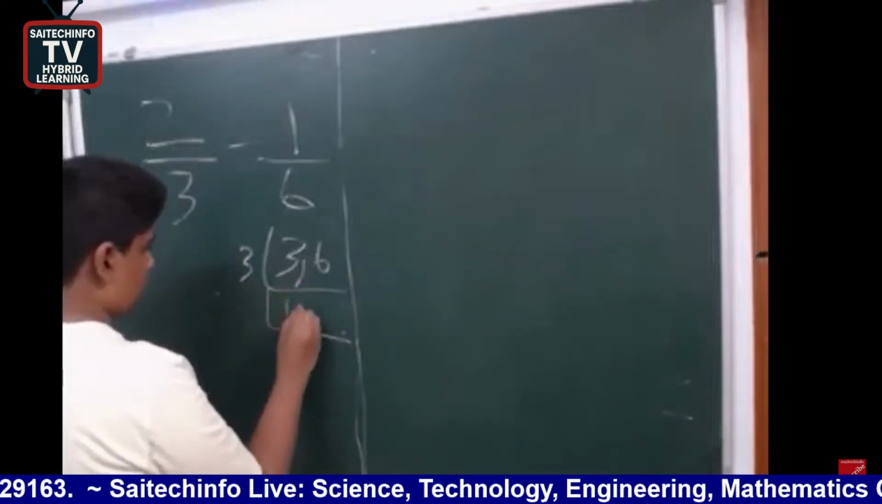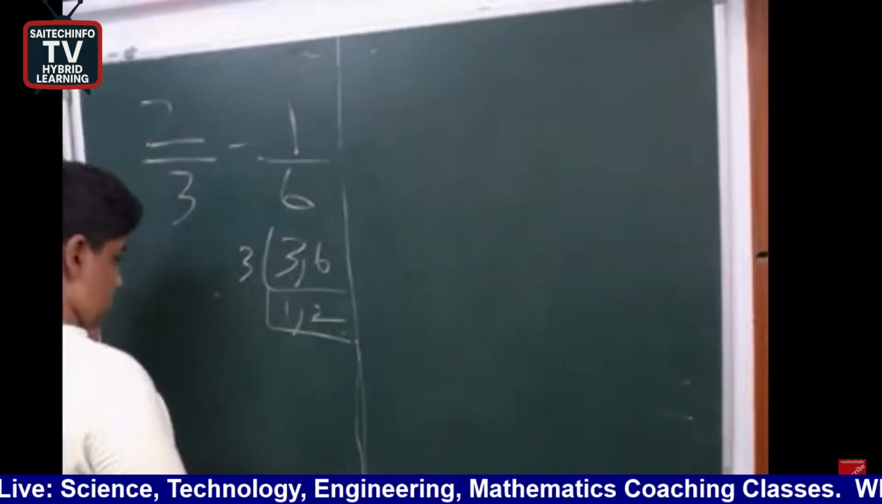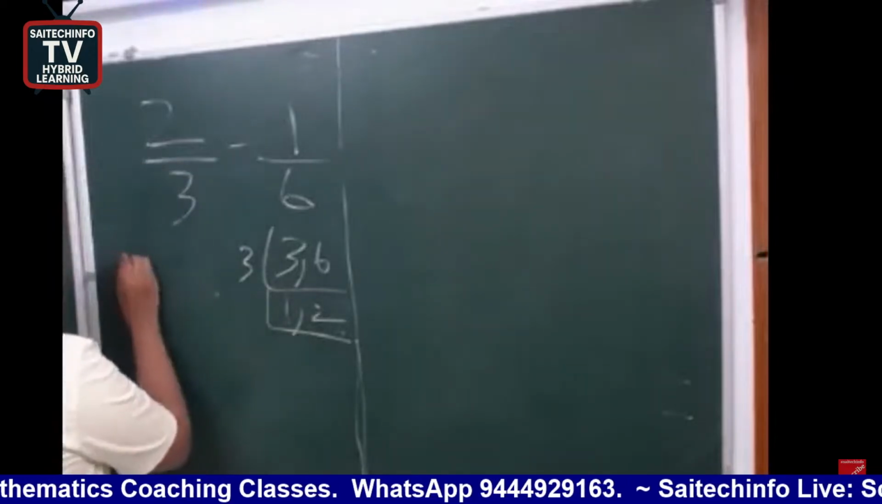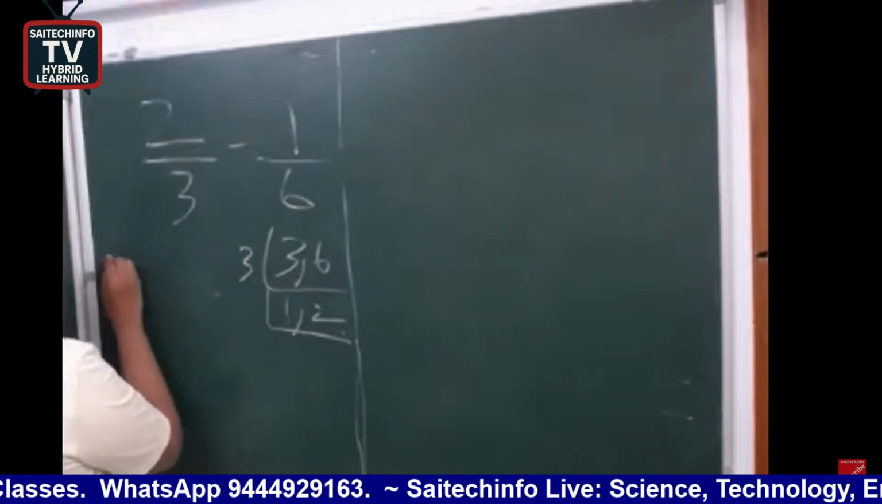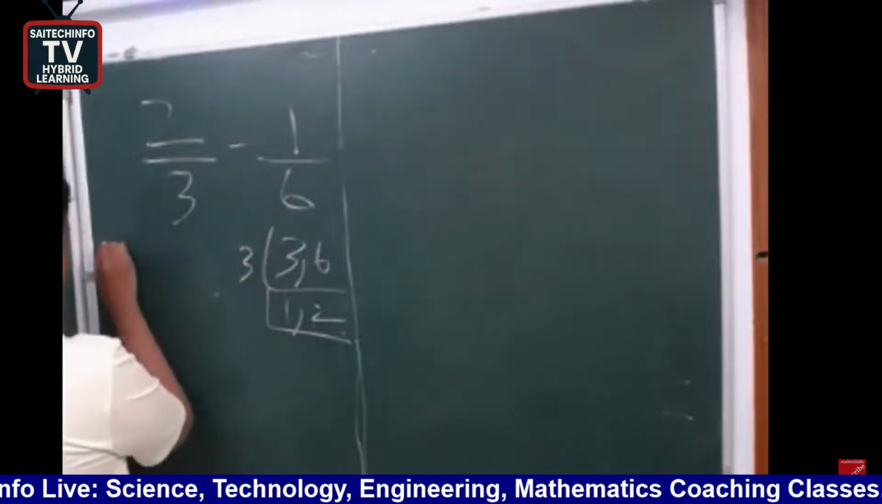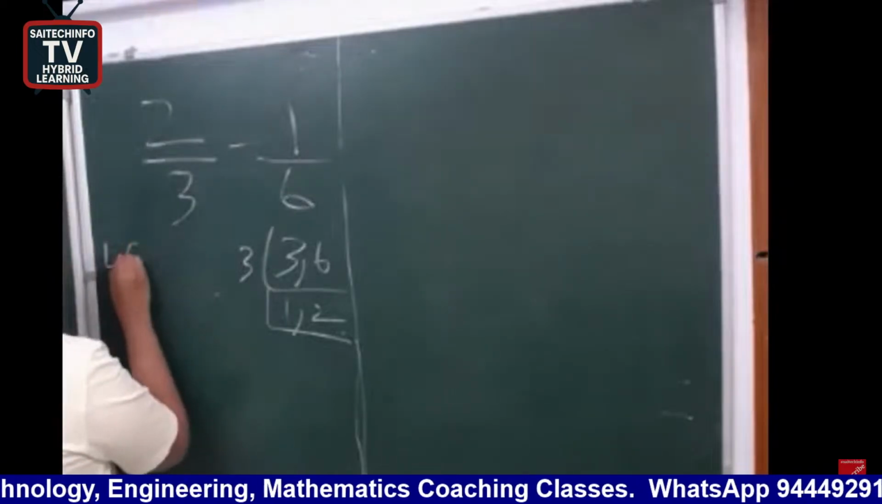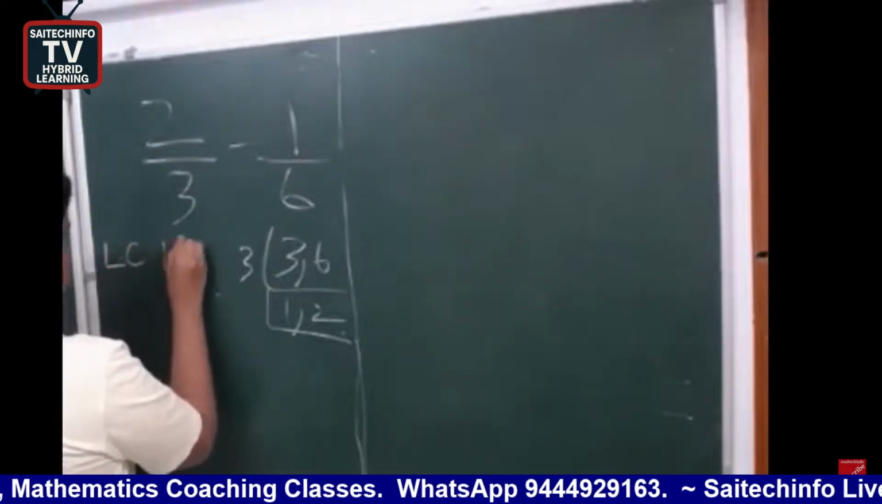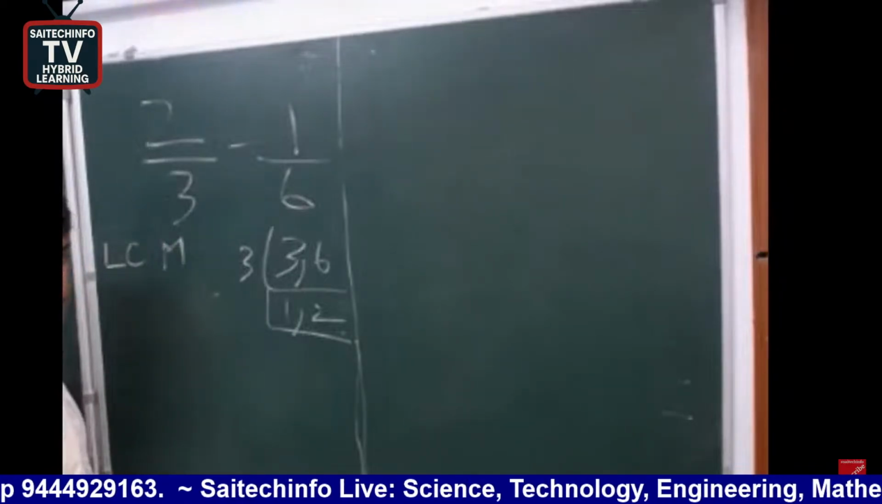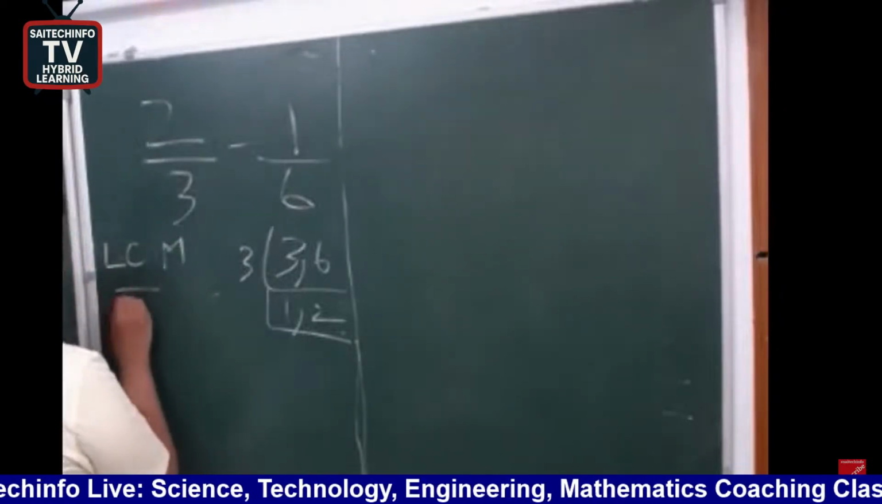One time, 2 times, that's all. Now take LCM. 3 into 2, 6. Declare the LCM first. Put LCM. Right, LCM is equal to 6. Is it not? Yes, sir. What is LCM? Least common multiple. So that is equal to 6.